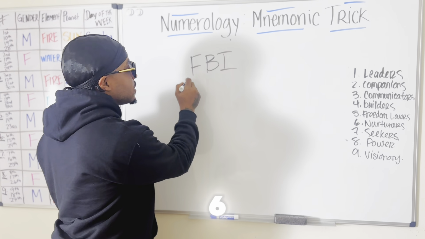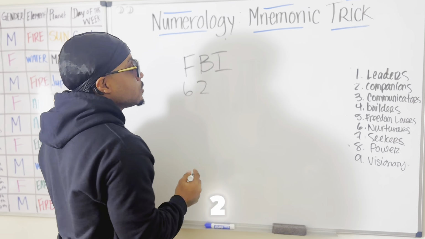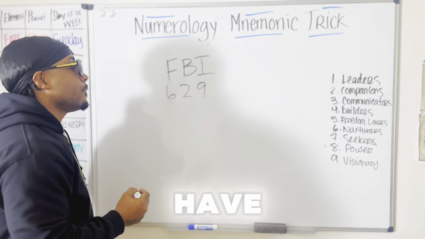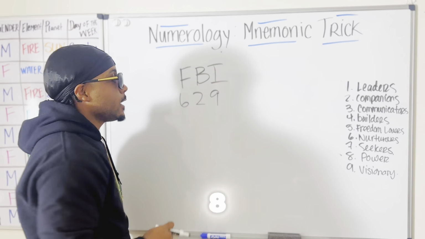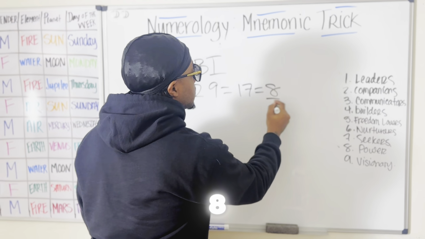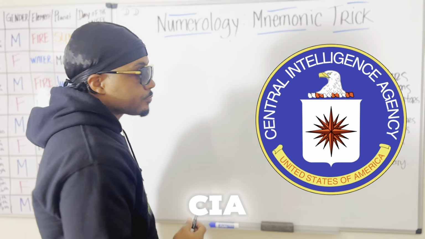Now let's do the FBI. Fox, that's 6. 2K, 2. IRS, 9. And what do we have here? Plus 2, that's 8. Plus 9, that's 17. Equals 8. Power.